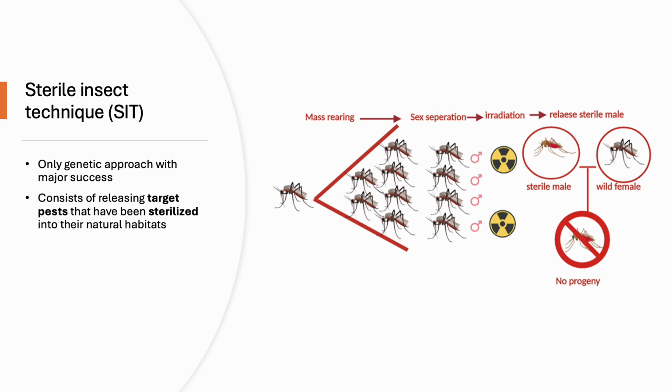So in the image to the right, we can see how these mosquitoes undergo mass rearing. Then after being reared in the laboratory, they undergo sex separation and undergo irradiation, which causes the sterility to occur. They are then released back into their natural habitat where they are expected to mate with the wild female and cause them to give birth to sterile offspring or no progeny at all.